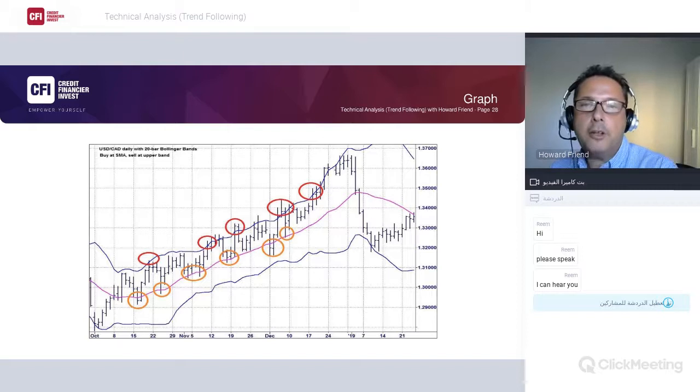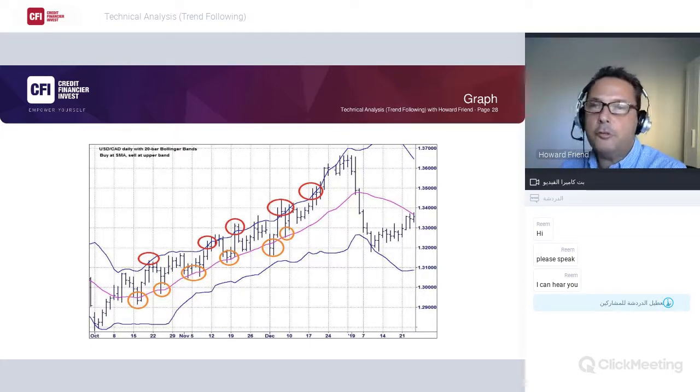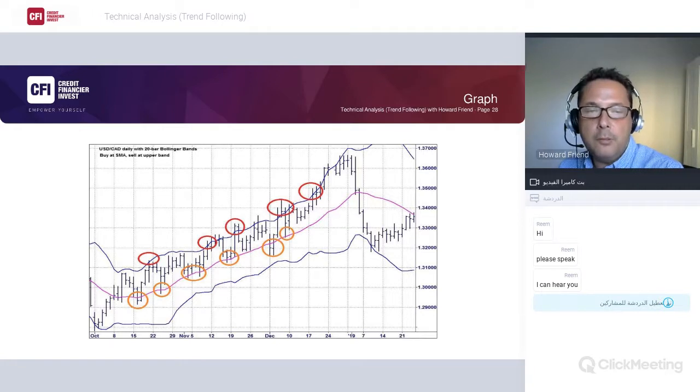Okay, so now we're going to take a look at a few examples of Bollinger Bands and a few potential buy and sell ideas. So in this case, we've got the 20-day Bollinger Band on dollar Canada. We can see that the market has been in a bit of an uptrend over this period. And what we've got here, the pink line is the 20-day simple moving average, and the Bollinger Bands are the 2 standard deviations above and below it.